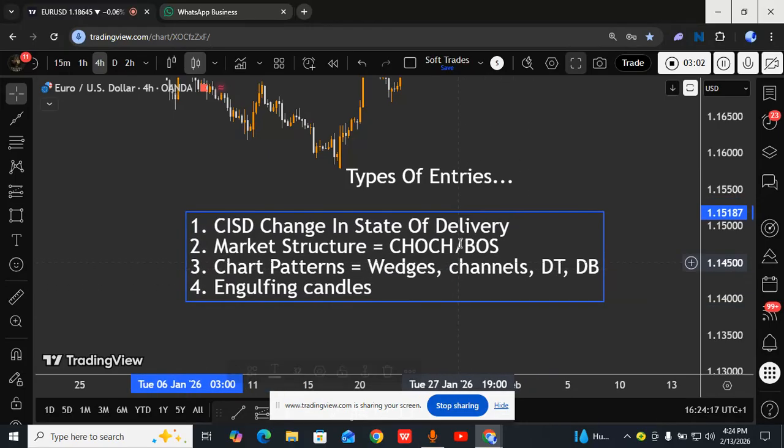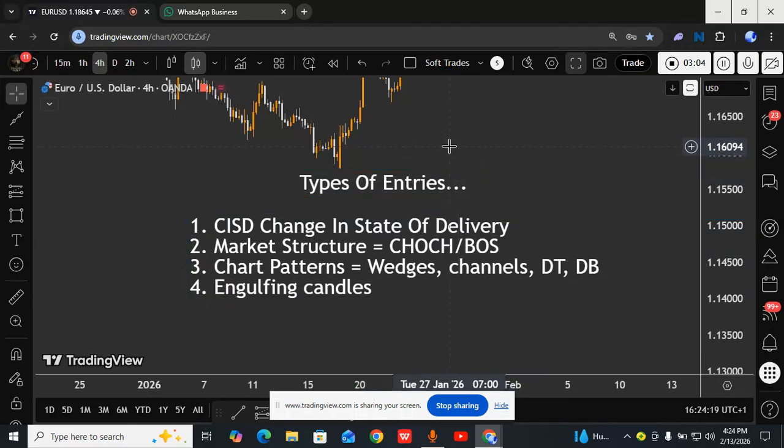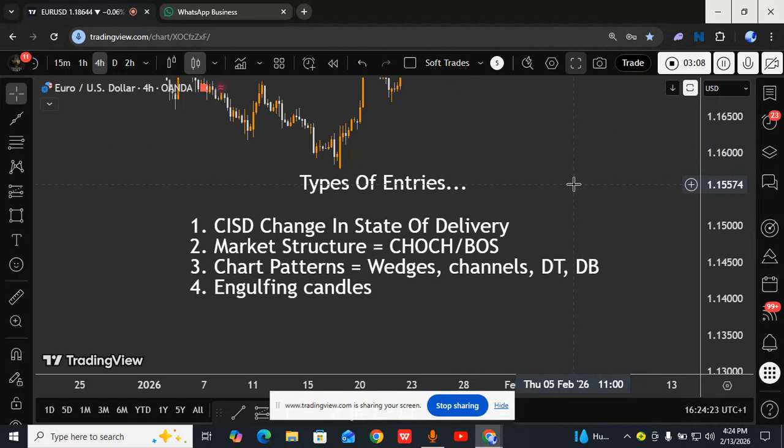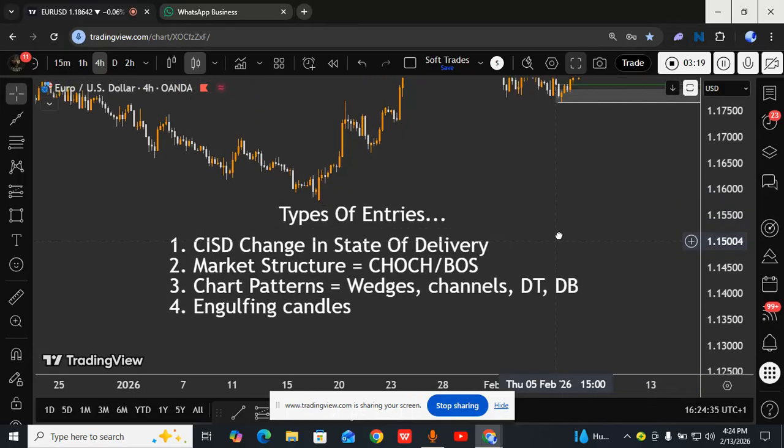So these are four types of entry that I normally take whenever price gets to a point of interest. In our previous video, we talked about points of interest, and I told you guys that a point of interest simply means the level where you're anticipating price to retrace to for you to take a trade.